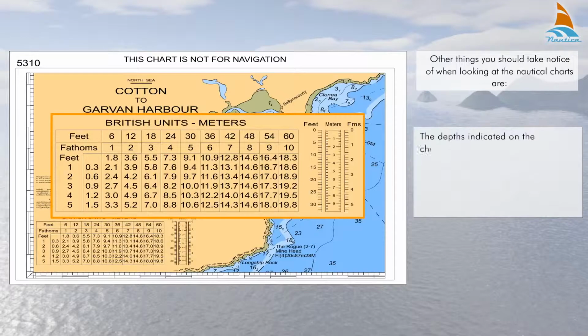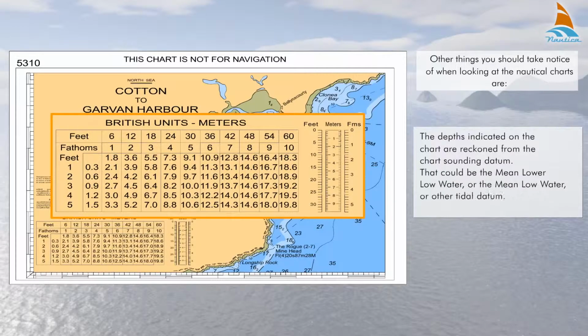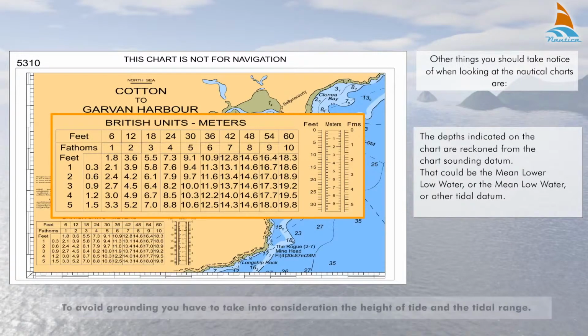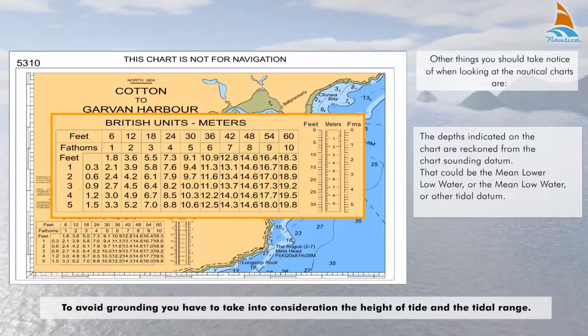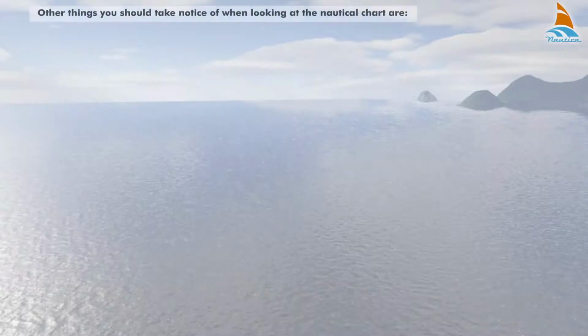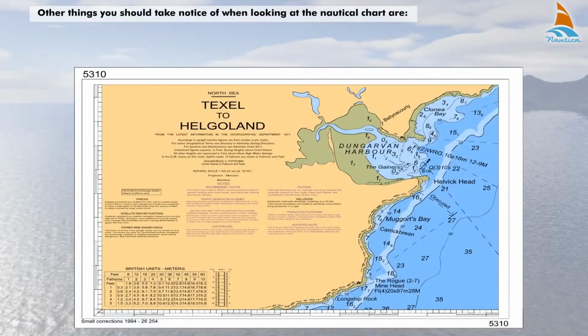The depths indicated on the chart are all based on chart datum. This could be the mean lower low water or the mean low water or other tidal datum. To avoid grounding, you have to take into consideration the height of tide and the tidal range. Other things you should take notice of when looking at the nautical chart are the chart number. The chart numbers differentiate charts of the same area.